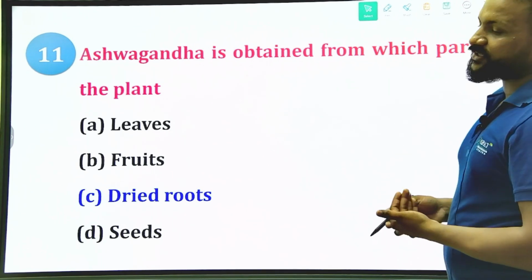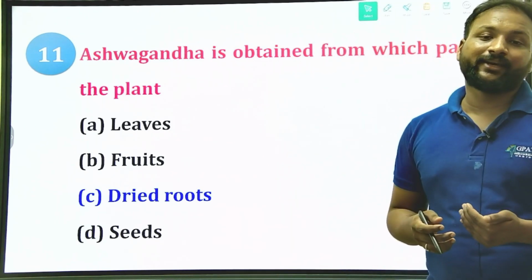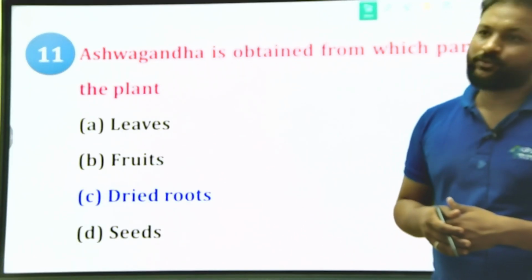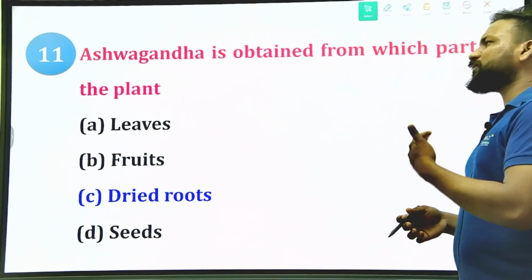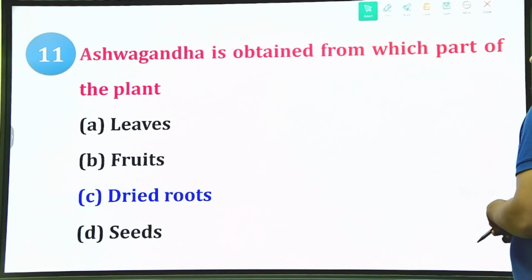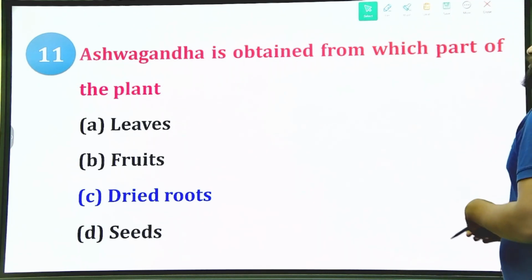Withania somnifera, withanolides, ashwagandha: aphrodisiac, and also immunomodulator, and also anti-cancer. So many uses for this ashwagandha. That's the reason it is known as a superfood. Coming to that, it comes from the dried roots.